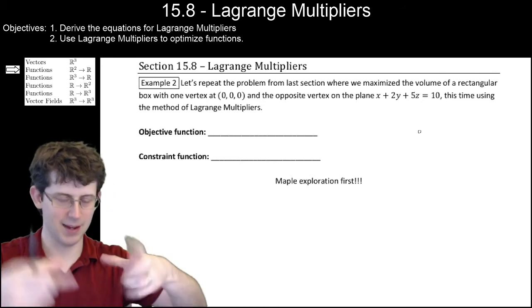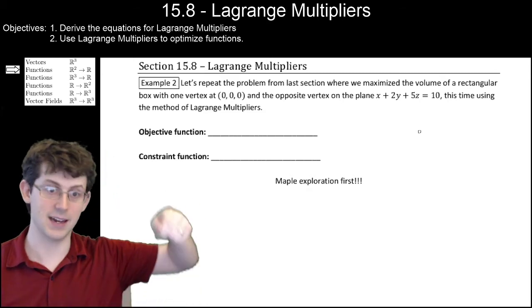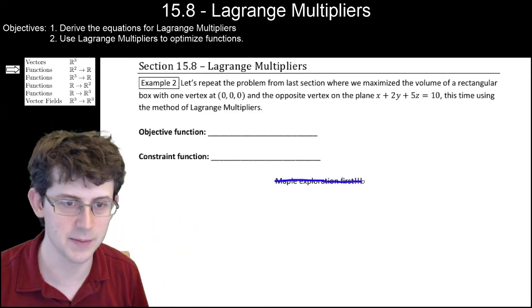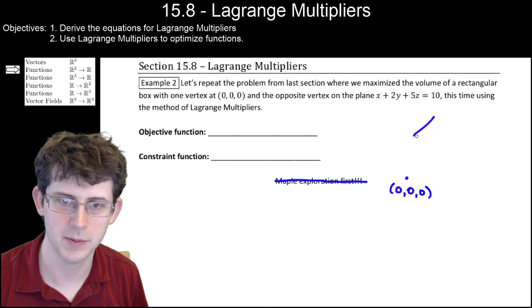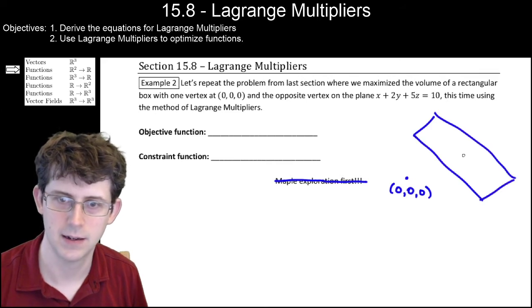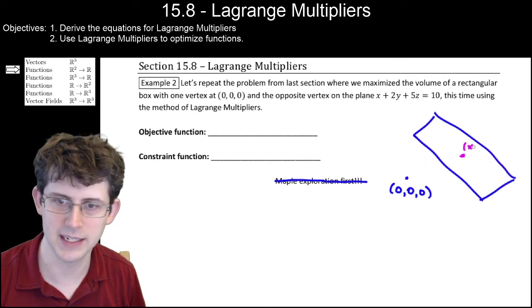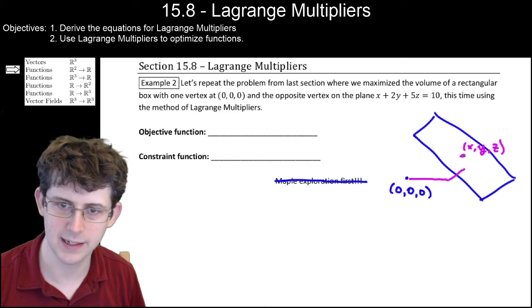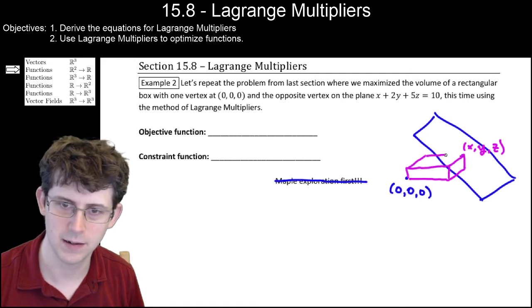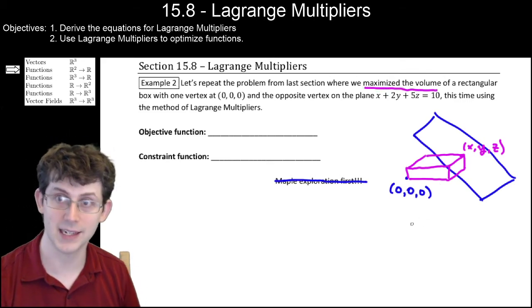The other problem was we had a box, and the box's restriction was that it had a vertex at 0, 0, 0, and a vertex on the plane. Sorry, we're not in a computer lab. So we had 0, 0, 0, and there was a plane over here, and you get to pick any point over here on the plane, call it XYZ. And when you pick that point, that determines what box. That's the opposite corner of the box. Then the question is to try to maximize the volume of the box.